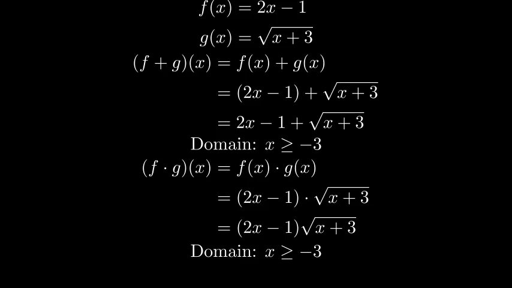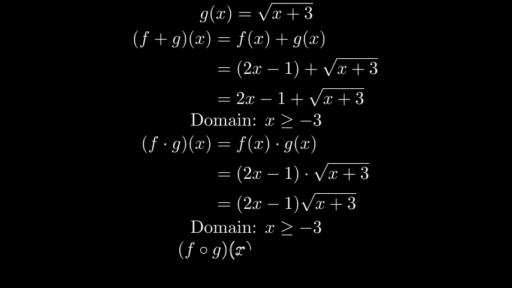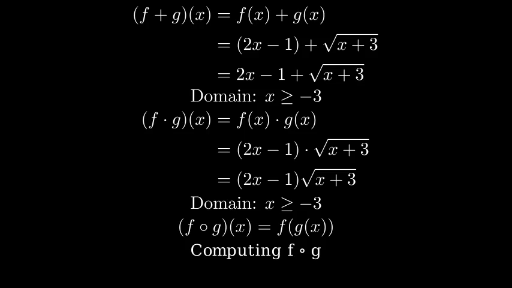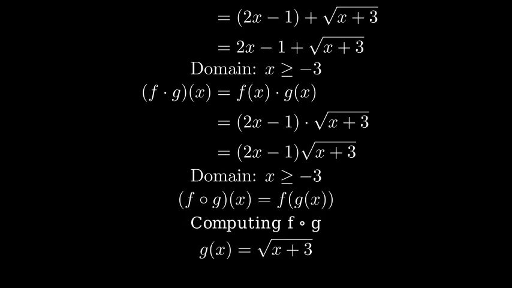Now, let's explore function composition. Composition of functions f and g, denoted as f composed with g, means applying g first, then applying f to the result. Mathematically, we write this as f of g of x. Let's compute f composed with g for our example functions. We have f composed with g of x equals f of g of x. We first compute g of x, which is the square root of x plus 3. Then we plug this into f.